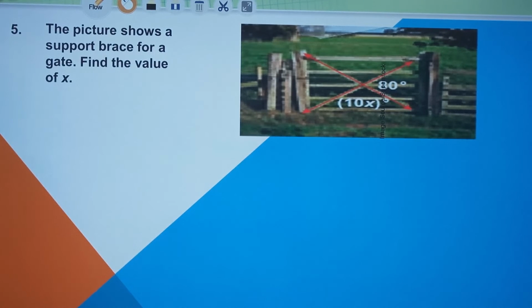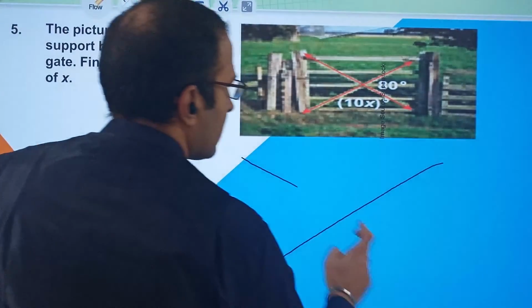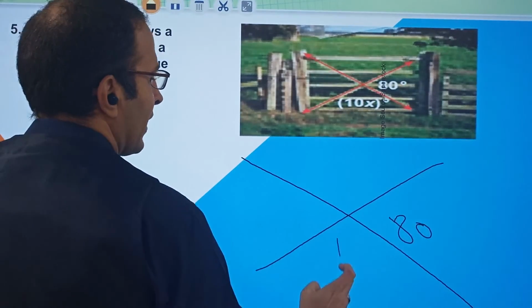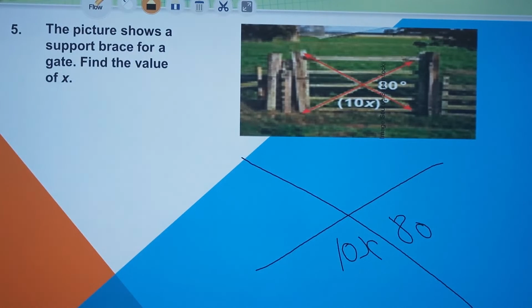Okay, look with me carefully at this example. He gives me that in the picture shown I have a support brace for a gate. Find the value of x. So we will try to draw this one outside of the picture. Carefully, please. I have here 80 and I have here 10x. Please see the picture. How can I find the value of x here?